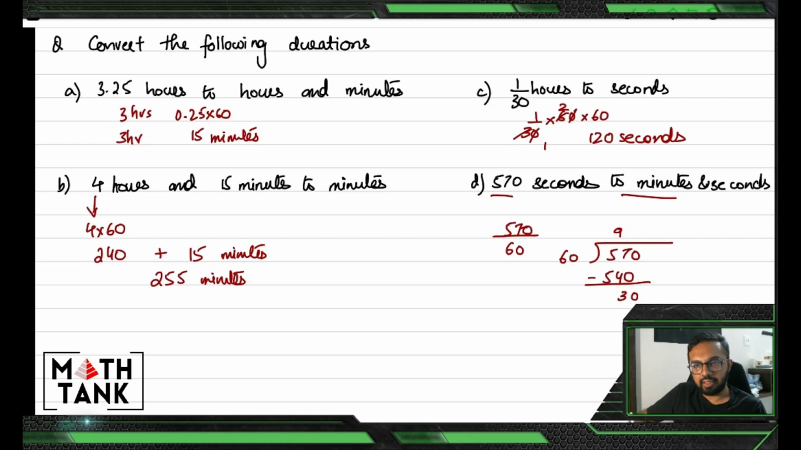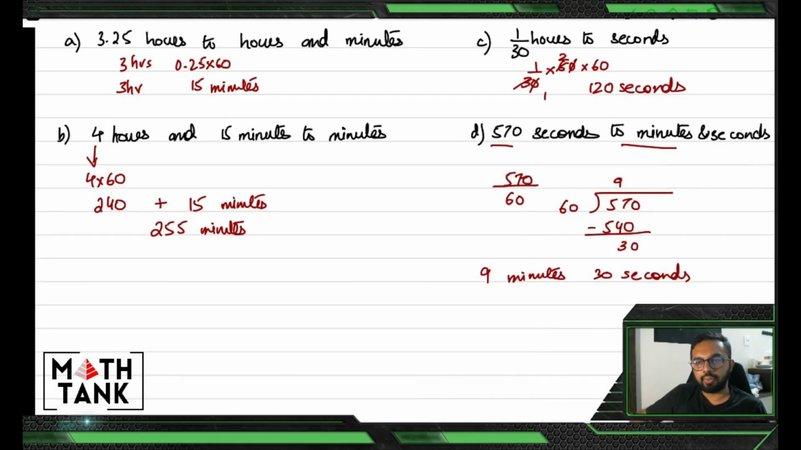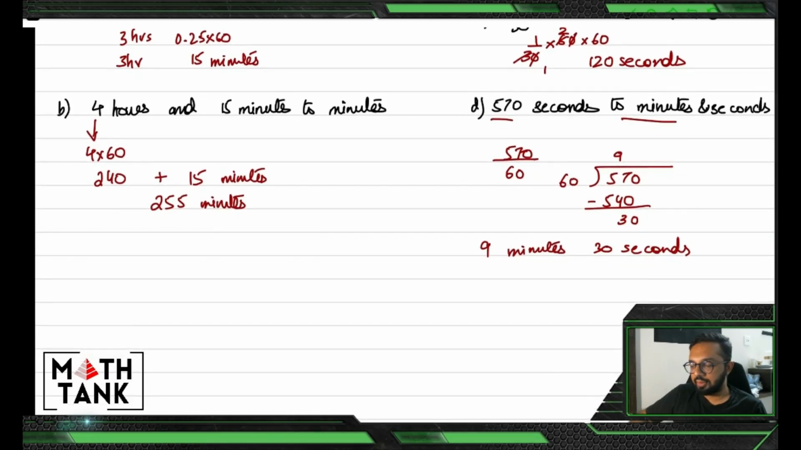I've got 30 left over. So I can say that this is 9 minutes. And how many seconds remain? 30 seconds remain. That's how you do it manually. Again, your calculator is capable of doing this directly. So try understanding that. I'm going to tag the videos.